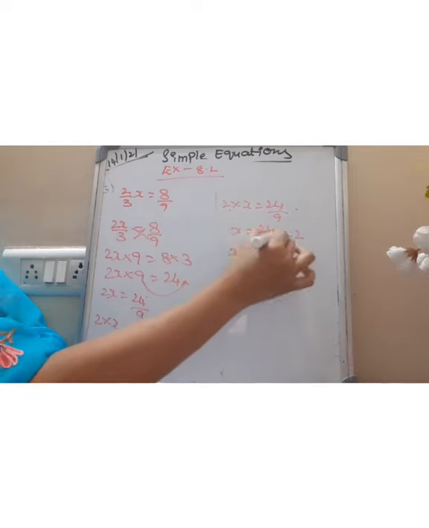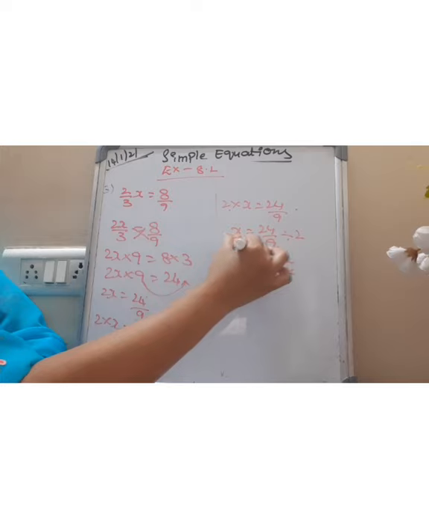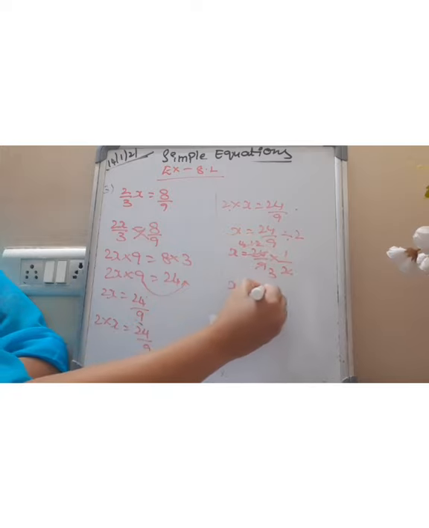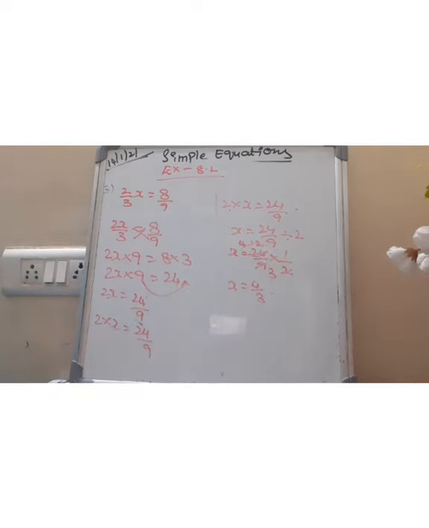2 1s are 2, 2 12s are 24, 3 3s are 9, 3 4s are 12. So the value of x is here 4 by 3. So we got the answer as 4 by 3. Okay. I hope it is clear.